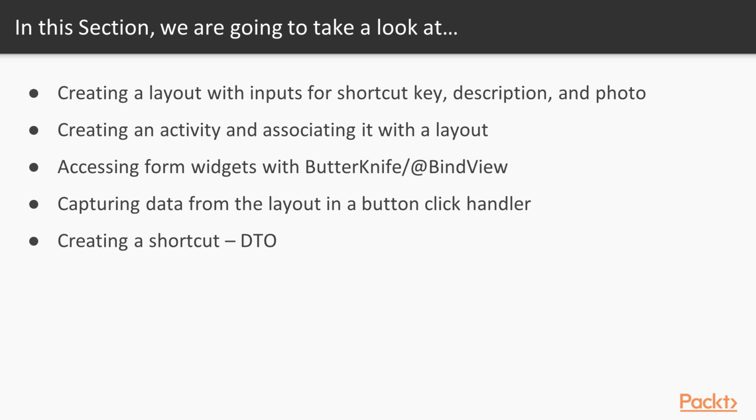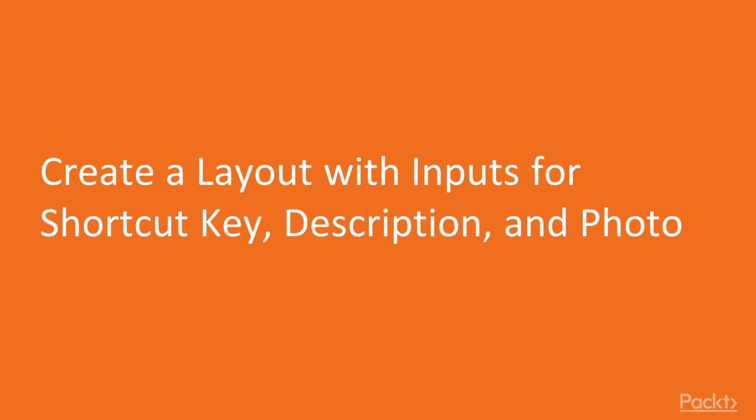Next, we'll see how we can access form widgets using Butterknife and BindView. Then we'll capture data from the layout and the button click handler. Finally, we'll save all this data into a data transfer object, or in other words, a Java representation of a noun. Let's get started with our first video, where we create a layout with inputs for shortcut key, description, and photo.